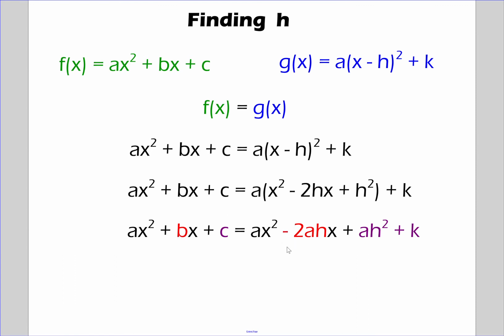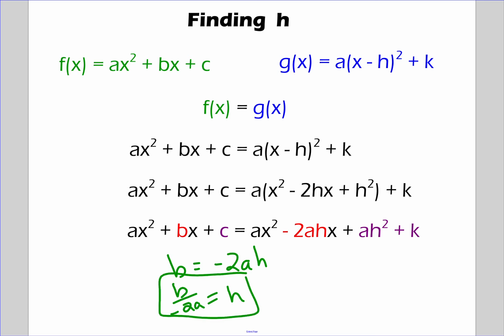And this linear term should be the same as well, and that's the one we want to highlight, because b should be equal to negative 2ah. And if we're trying to find out what h is, that's it right there. All we have to do is divide by negative 2a, and we've got it. The other thing this highlights is that the value of c is equal to ah squared plus k, but we'll find a different way to find k. So finding h is as simple as finding negative b over 2a.